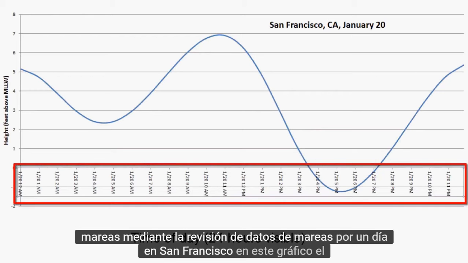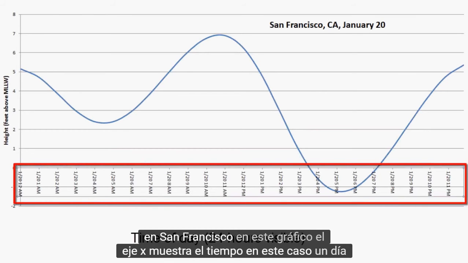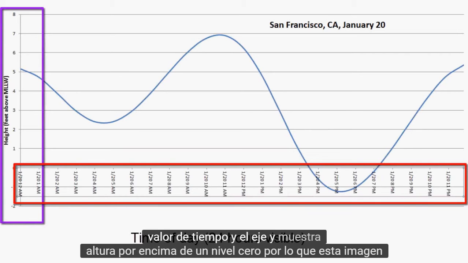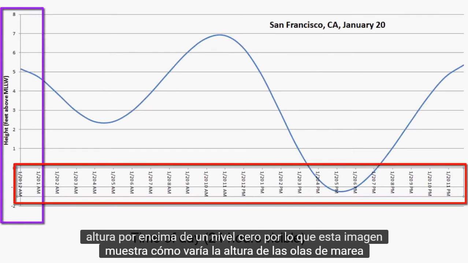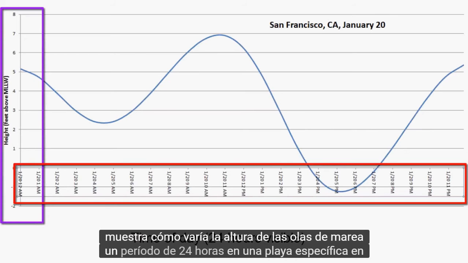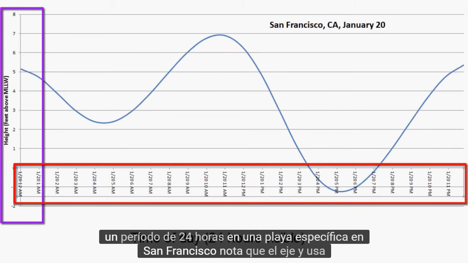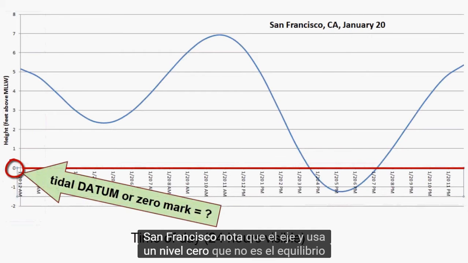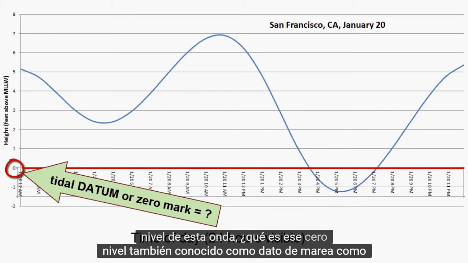In this graph, the x-axis shows time, in this case 1 day's worth of time, and the y-axis shows height above a zero level. So this image shows how tidal wave height varies over a 24-hour period at a specific beach in San Francisco. Note that the y-axis uses a zero level that is not the equilibrium level of this wave. What is that zero level, otherwise known as tidal datum?